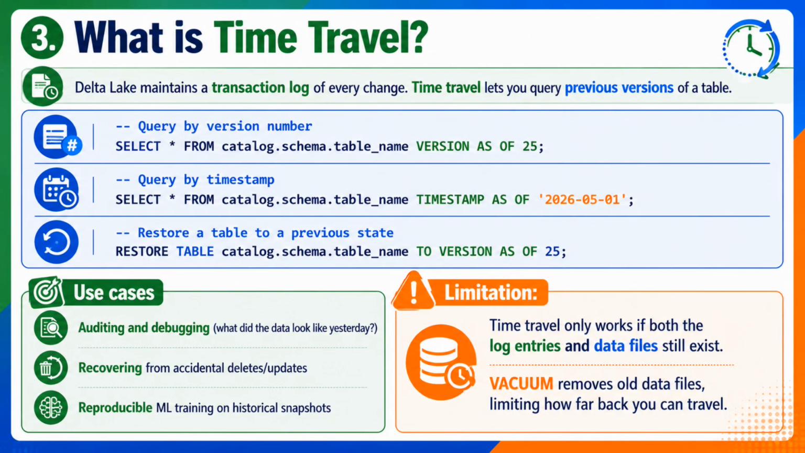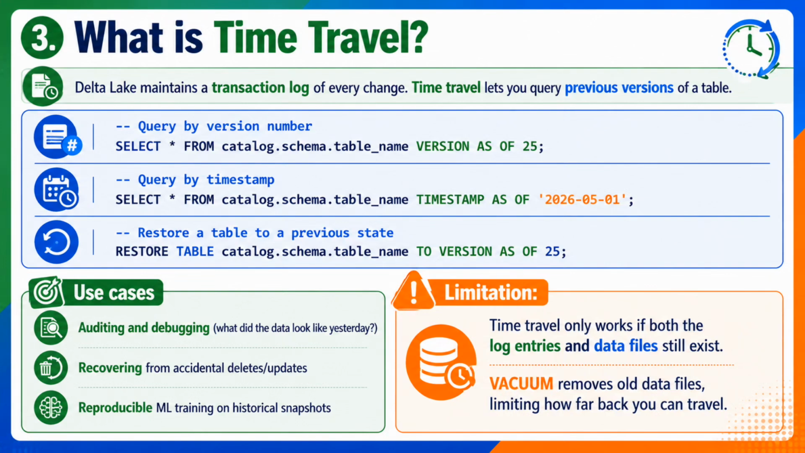First, you can query a table by version number. Select star from catalog.schema.tablename version as of 25. This retrieves the table exactly as it existed at version 25. You can also query by timestamp. Select star from catalog.schema.tablename timestamp as of 2026-05-01. This lets you retrieve the data as it existed on May 1st, 2026. And if you need to restore a table to an earlier state, you can use restore table catalog.schema.tablename to version as of 25.